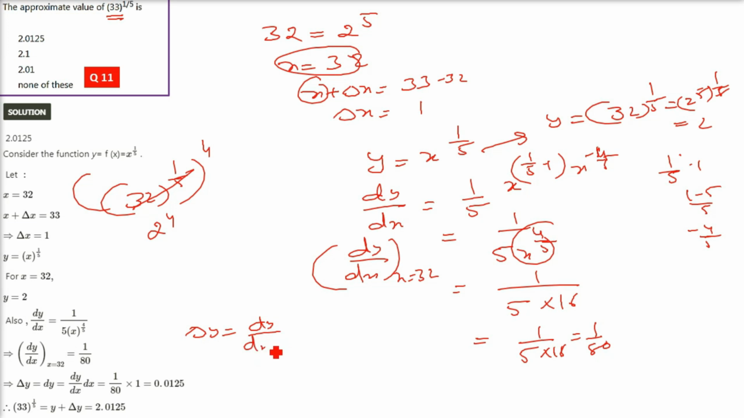Delta y is what? Dy by dx into delta x. This we already know. Dy by dx, what is the value? 1 by 80. Delta x is the previous one, which is 1. Okay, 1 by 80 will give you 0.0125. If you actually divide it, you will get this.